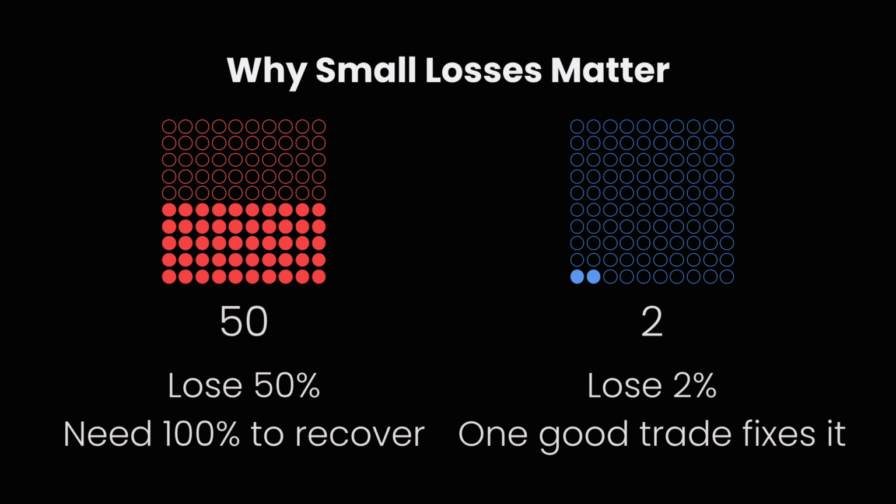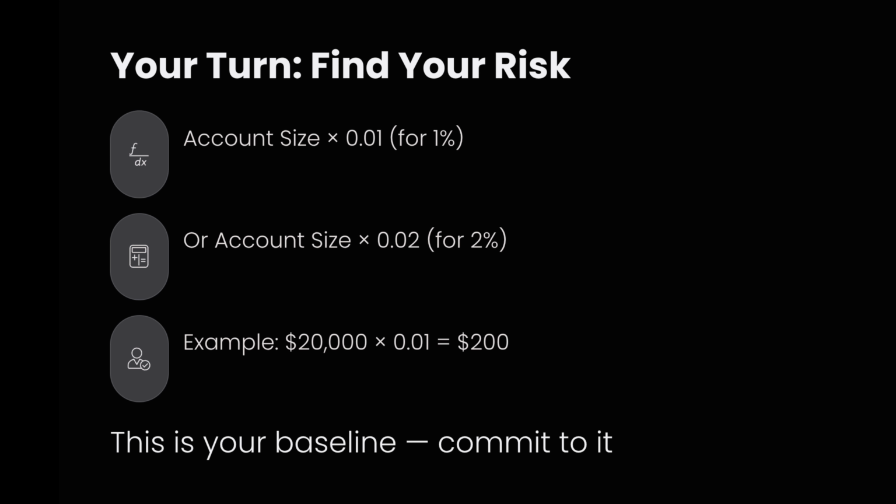Why these percentages? Because they're proven. A $500 loss on a $25,000 account stings, but it's recoverable. Multiple $500 losses don't blow you up. This is the discipline that separates professionals from traders who blow accounts. Now calculate your own number. Take your account balance and multiply by 0.01 for 1% or 0.02 for 2%. Write it down. This is your baseline risk per trade.